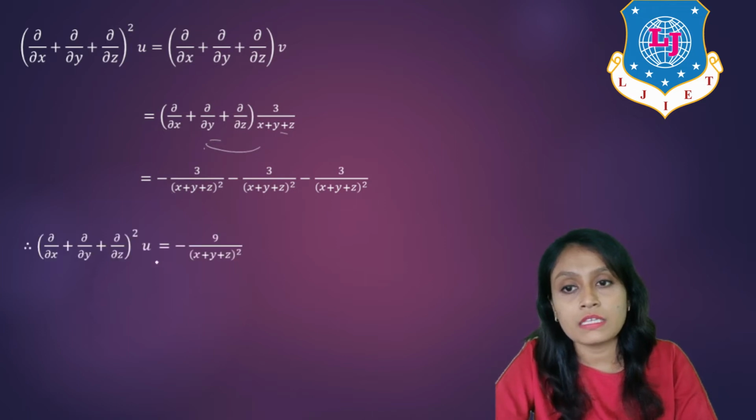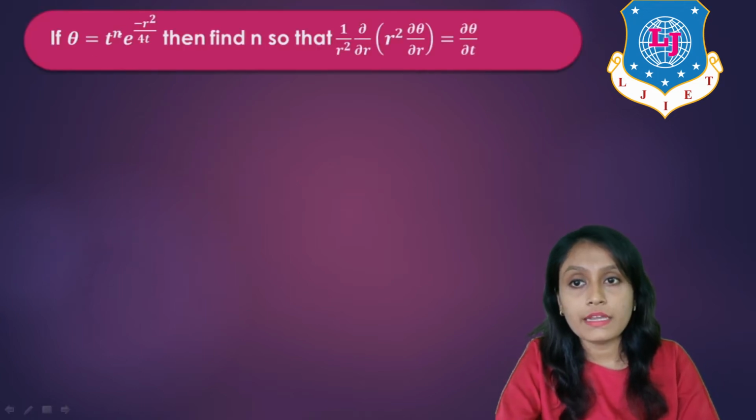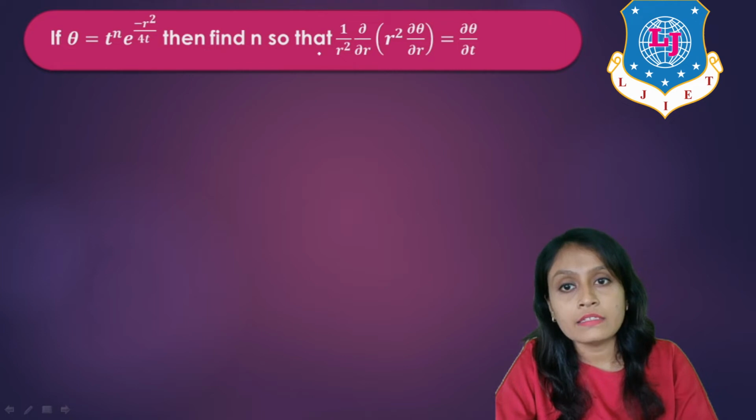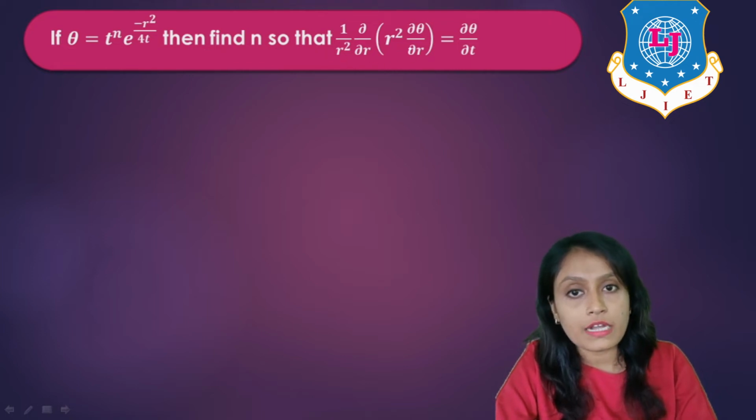So simplify this, so you will get the desired answer. Okay, next example is, if theta is equal to t raised to n into e raised to minus r square upon 4t, then find n so that 1 upon r square into del by del r of r square into del theta by del r is equal to del theta by del t.